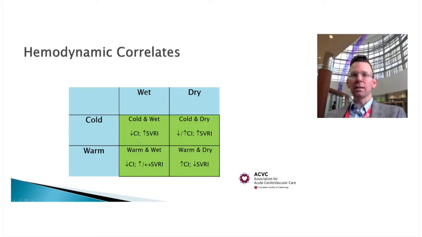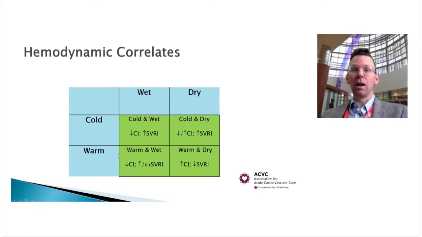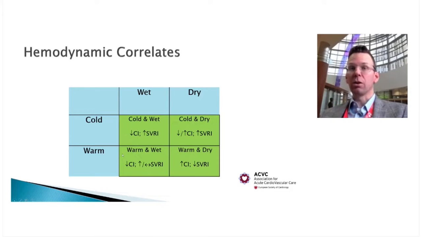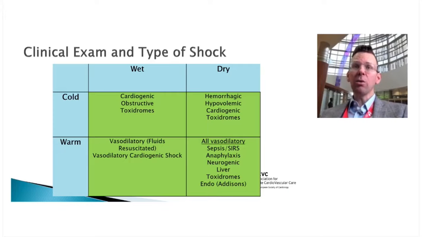You can get a sense of where they stand. If they are cold, it's possible that they have a low cardiac index. If they're warm, they could have an inappropriately normal or decreased SVRI. And how these correlate is you can get some ideas about what the underlying cause is.